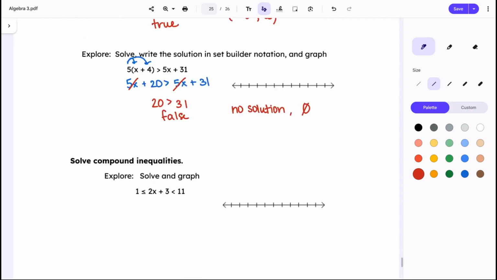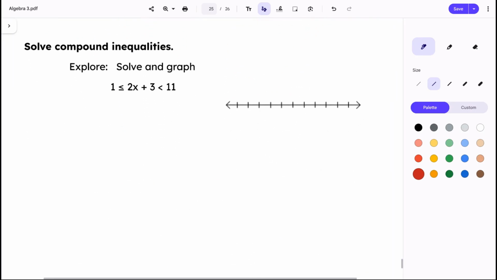Okay. We're going to get now into a compound inequality. This is when you have double inequality signs in your problem and you have to split it into the 2 separate equations and solve both of them. So for the first side, I'm going to set up this one. 1 is less than or equal to 2x plus 3. And then for the other side, we take the 2x plus 3 again, but we say it's less than 11.